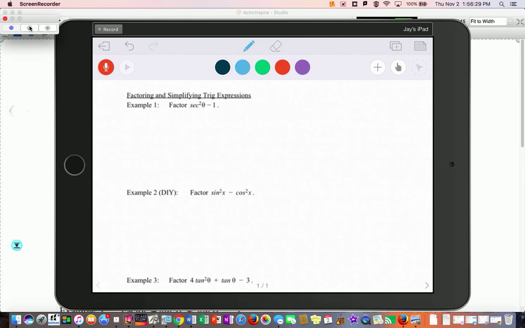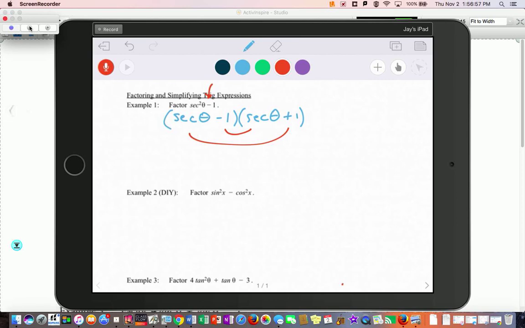Factoring and simplifying the trig expression. So factoring is just like we would with quadratics. Nothing big here. This is a difference of squares. So I can do secant of theta minus 1, secant of theta plus 1. So remember, if you FOIL, these two things would multiply and they add up to 0. So there's no middle term up here. So that's what's happening. Simple factoring.